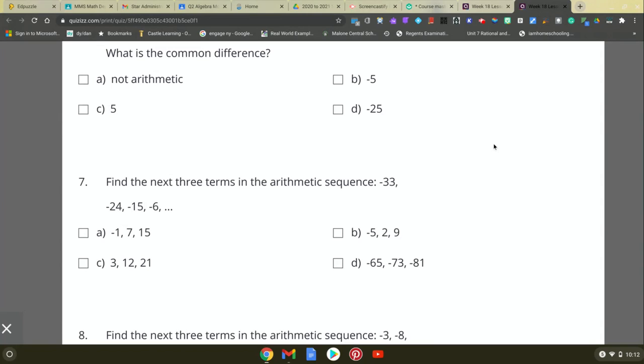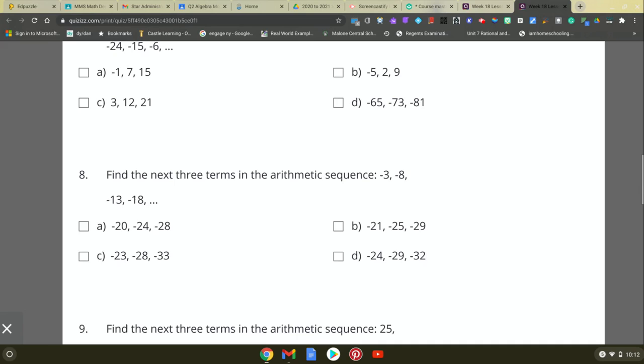Number 7, find the next 3 terms in the arithmetic sequence: -33, -24, -15, -6. It's increasing, okay? So what you're going to do is subtract -24 minus -33, -15 minus -24, -6 minus -15, and you're going to find the common difference. Now add that to -6 and add it 2 more times to get all the numbers in the series.